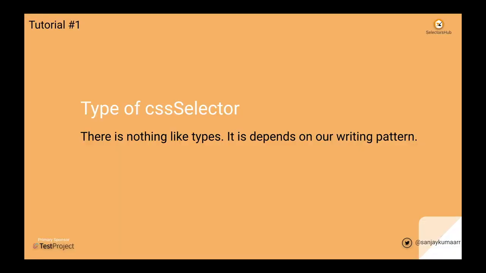Types of CSS selector. Actually, fundamentally there is nothing like a type of CSS selector. We define it on the basis of our writing pattern. Sometimes we call it an absolute CSS selector because there are indexes, and then we start calling it a relative CSS selector because we are writing the CSS selector with respect to some parent or child, or with respect to any other element. So that's where we start calling it that, to convey that this is the pattern we are following to write the CSS selector.